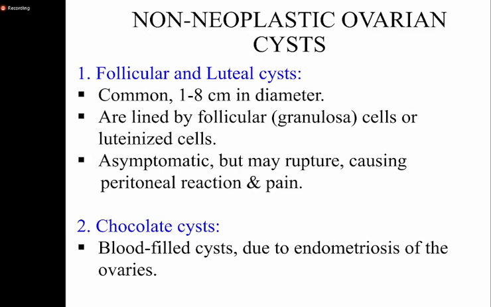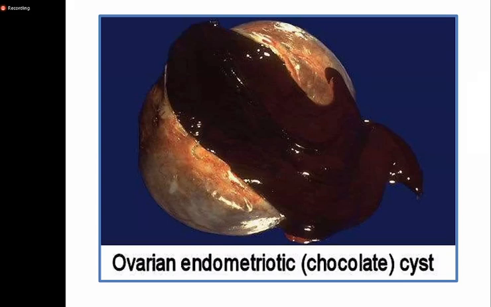Chocolate cysts are blood-filled cysts, often due to endometriosis of the ovary. So you have ectopic endometrial tissue in the ovary, and it goes through the same cyclic changes that endometrium in the endometrial cavity goes through, and the cyst just becomes filled with old blood. Okay, and this is an example of an ovarian endometriotic cyst. We call it a chocolate cyst because of this dark brown, chocolate-colored contents that are generally old blood.